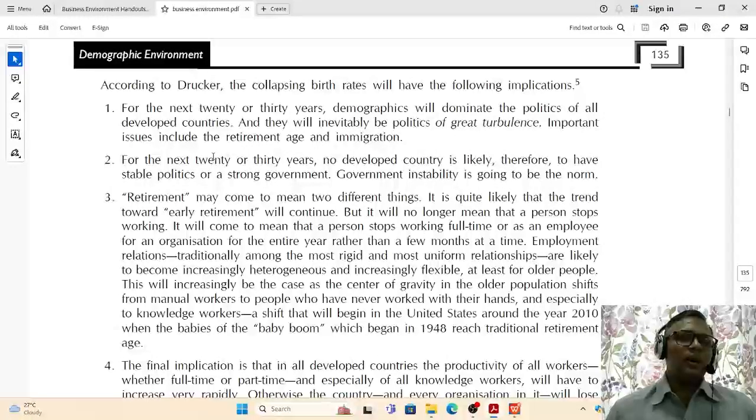According to Drucker, the collapsing birth rates will have the following implications. For the next 20 to 30 years, demographics will dominate the politics of all the developed countries, and they will inevitably be politics of great turbulence, including important issues such as the retirement age and immigration. Second, for the next 20 to 30 years, no developed country is likely to have stable politics or a strong government. Government instability is likely to be the norm.